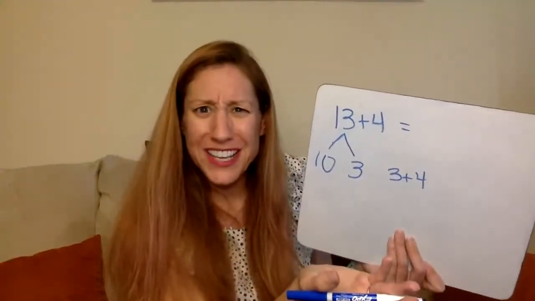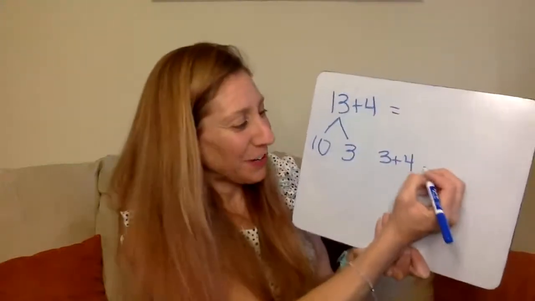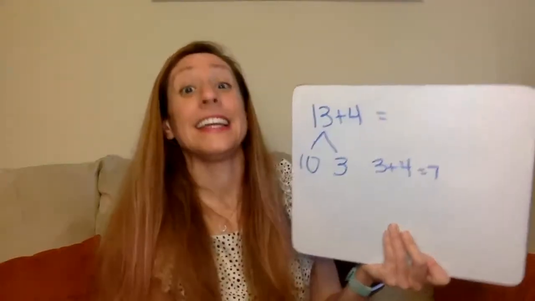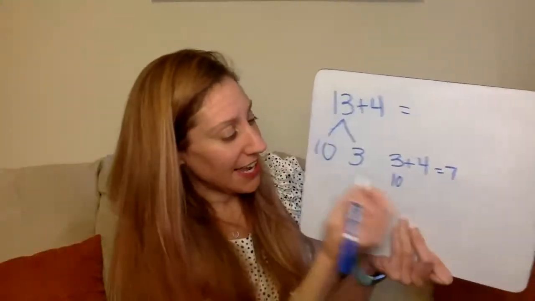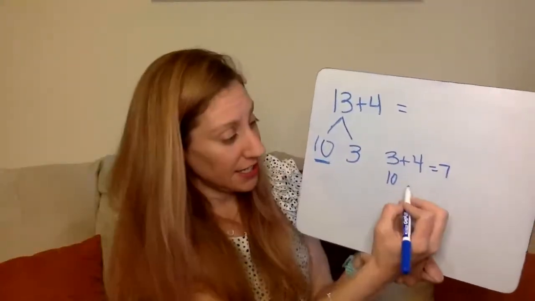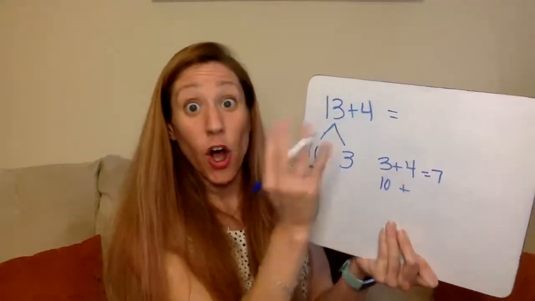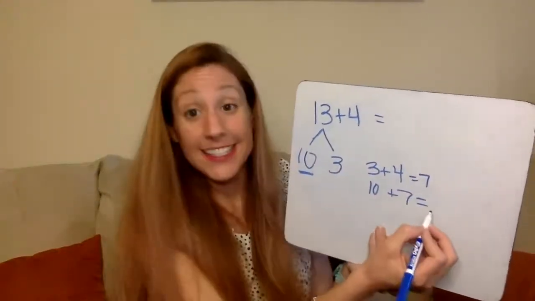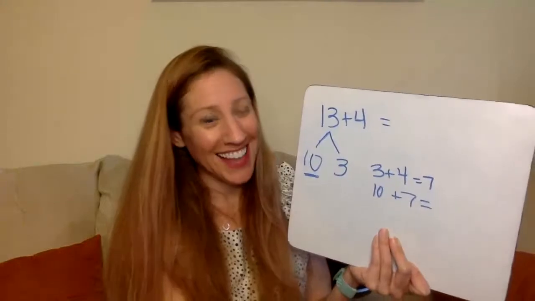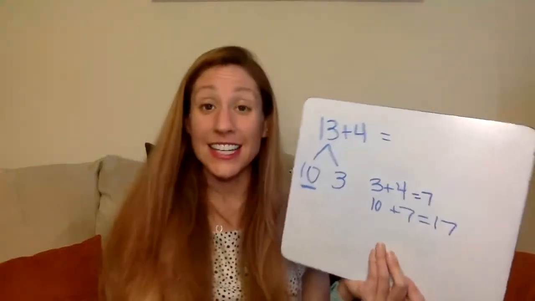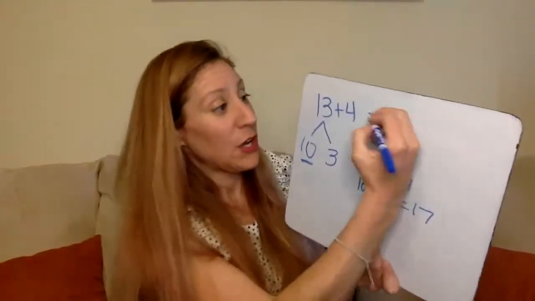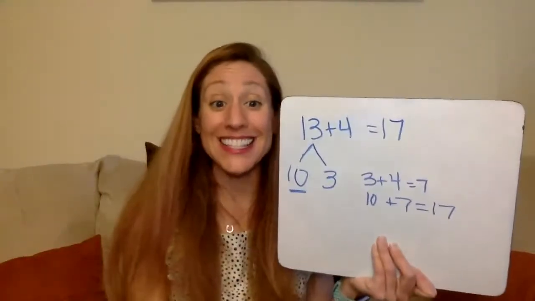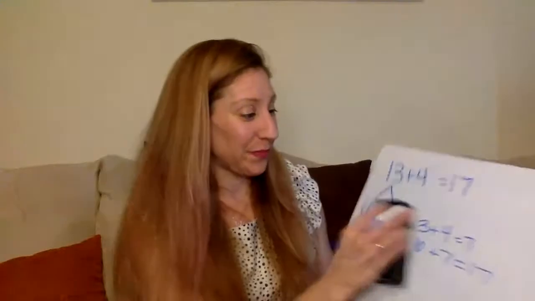3 plus 4, hey, we just did that doubles plus 1 fact. We know it's 7. Now we can say, come on back in, 10. We have our 10 from the 13, and we're going to add the 7, all of the 1s. 10 and 7, we practiced that, makes 17. It's the 10s and 1s separate. We just throw them together. So 13 plus 4 makes 17.